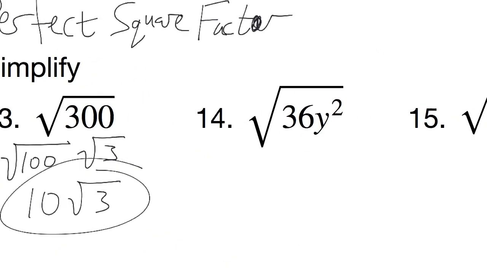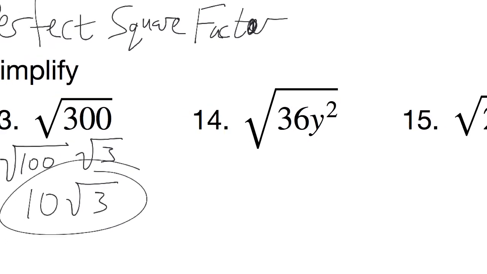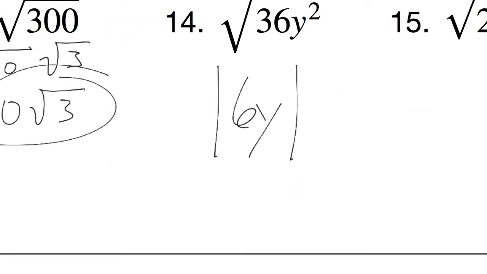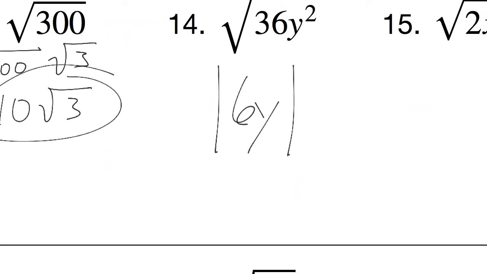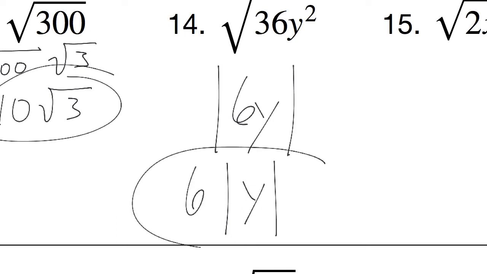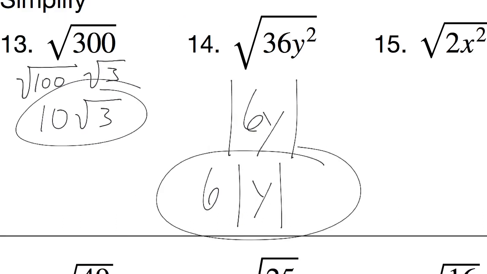Let's keep going. This is going to be 6y. And in fact, the absolute value of 6y, because of what we learned before. And actually, if you wanted to, you can split this up into the absolute value of 6 times the absolute value of y. And the absolute value of 6 is just 6. 6 times the absolute value of y.